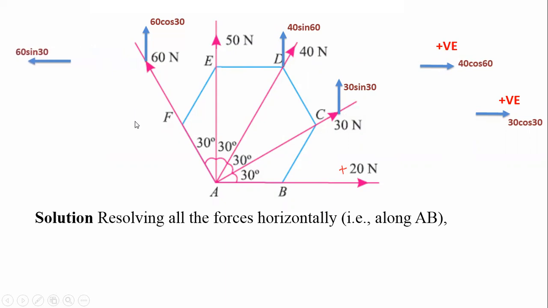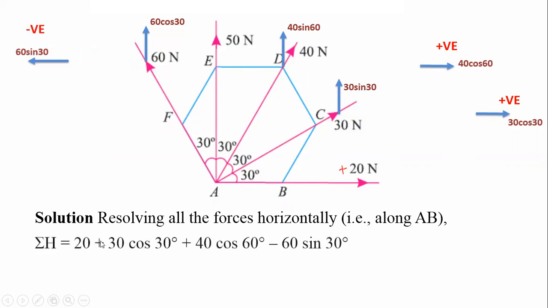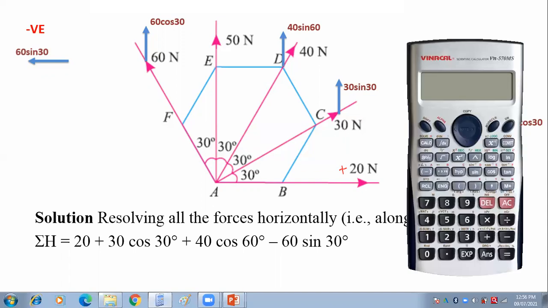That's why it is considered as a negative force. Okay, now let us put this all together and make the calculation. This one, 20, is positive, 30 cos 30 is positive, 40 cos 60 is positive, and minus 60 sin 30 is negative. Now make the calculation over here.